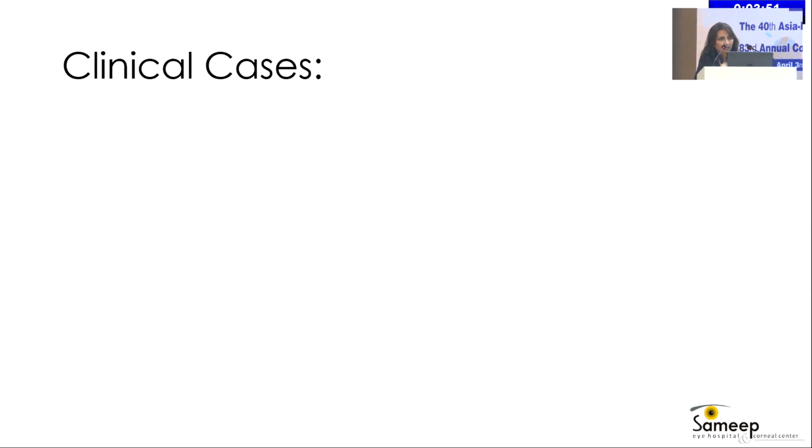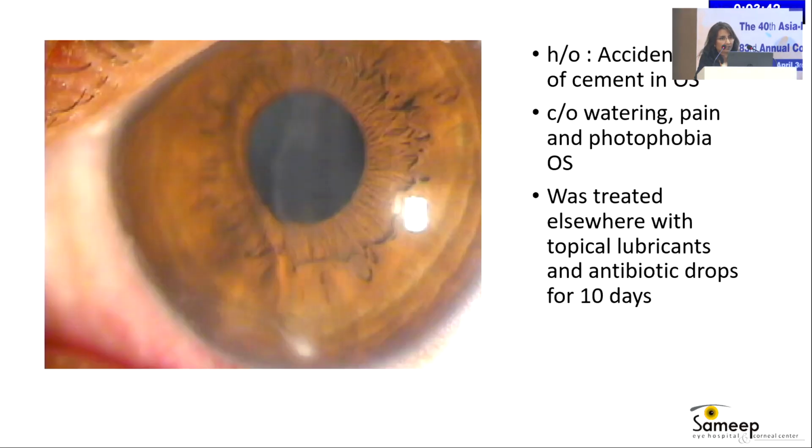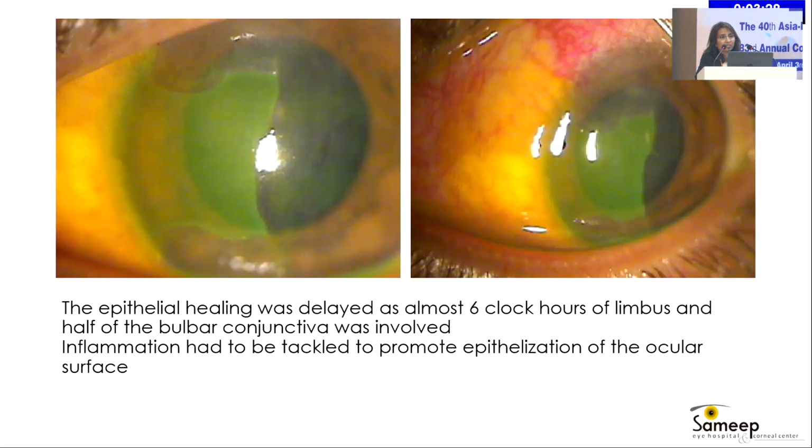I've just brought in a couple of cases to explain how epithelialization occurs in a chemical injury. This is case 1, where this patient happened to have an accidental fall of cement in his left eye. He complained of watering, pain, and photophobia, was treated with only topical lubricants and antibiotic drops for 10 days, and he presented like this. If you see, on fluorescein stain, you can see a large area of corneal as well as conjunctival involvement.